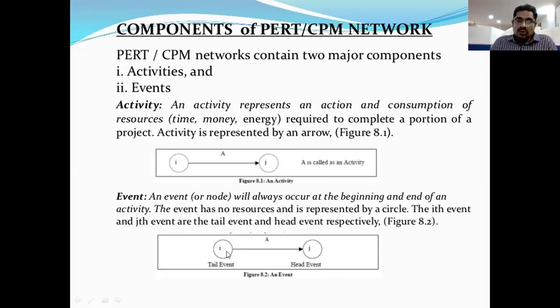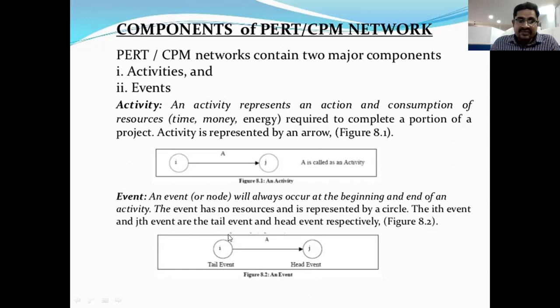So we have two nodes, two events. The first thing, the beginning of the activity, the ith node is here. We call it the tail event. And the end of the activity node is here, the head event. We call it the head event. So that is all about activities and events.